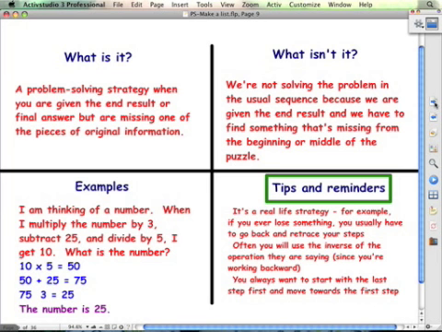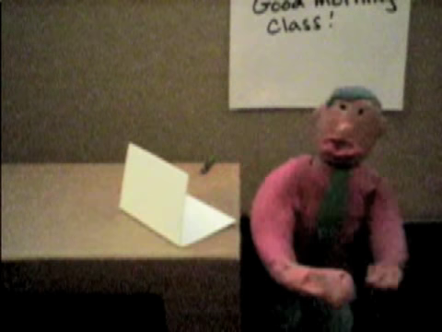If you take a look at our example, you'll notice that we started with our last piece of information and then we used the inverse operation. Now you watch as we model one for you.